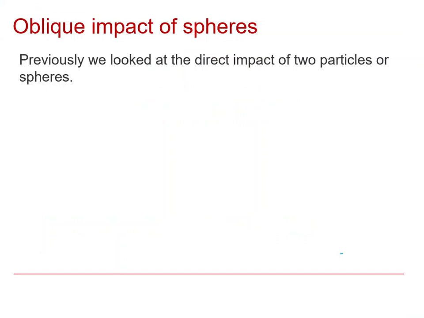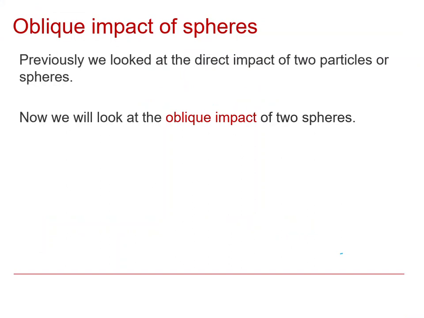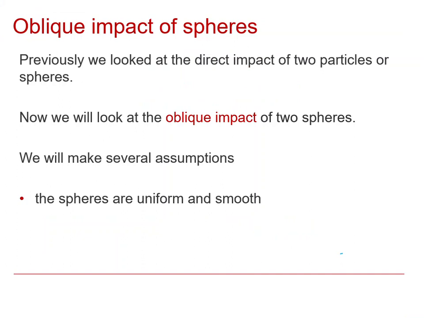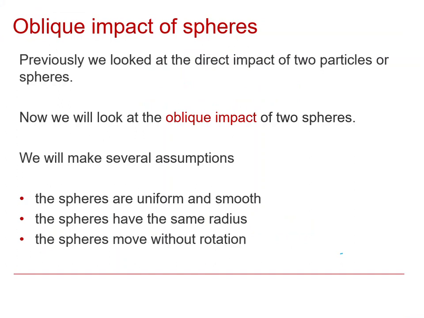Previously we've looked at the direct impact of 2 particles or spheres. Now we look at the oblique impact of 2 spheres. In a moment or two I'll make clear what oblique means. We'll make several assumptions. The first is that the spheres are uniform and smooth. The second is that the spheres have the same radius. And the third is that the spheres move without rotation.